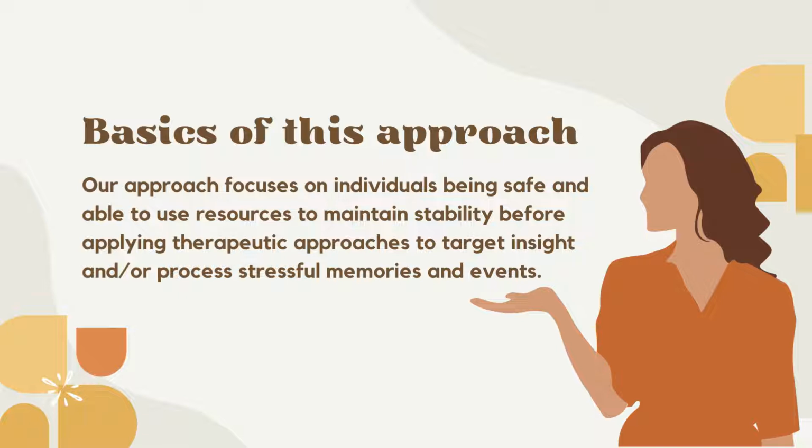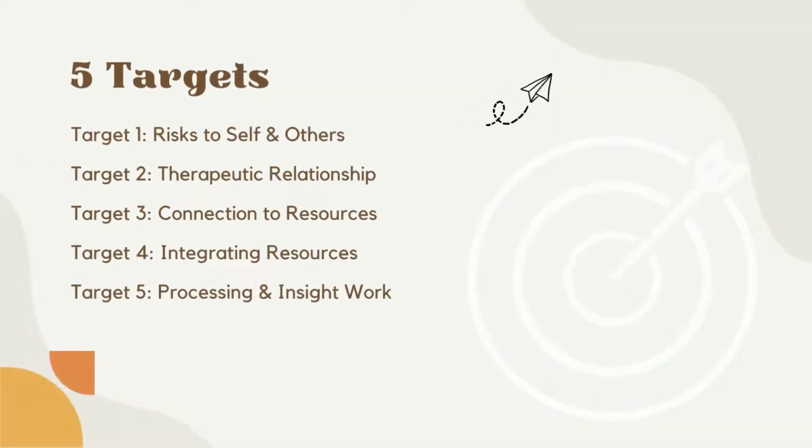So we leave the conversation, the processing trauma, looking at stressful memories until somebody's safe and feels comfortable working in those areas. So we have 5 targets in this hierarchy of targets. Number 1 being risk to self and others. Number 2, the therapeutic relationship. Number 3, connecting with resources. Number 4, integrating those resources that you're now connected with. And then 5, that deeper therapeutic work that I was just mentioning before.